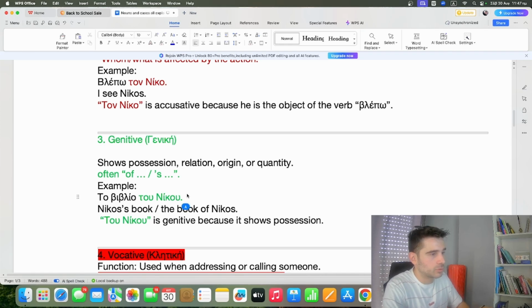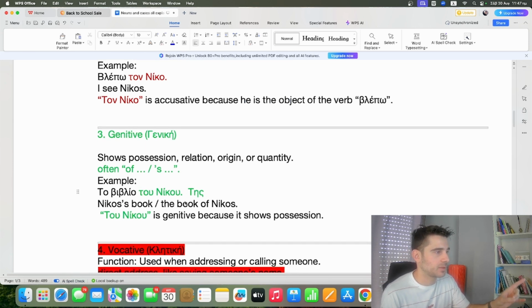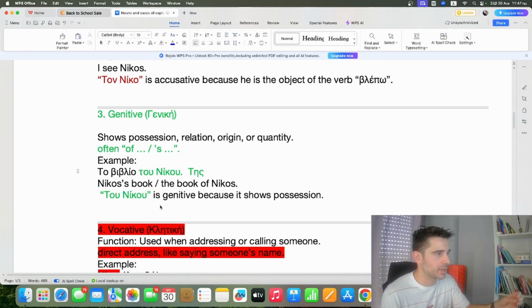If the word will be feminine, it will be της. Okay, so του Νίκου, αλλά της Μαρίας. The book of Maria, if it was the book of Maria. So, του Νίκου is genitive because it shows possession.